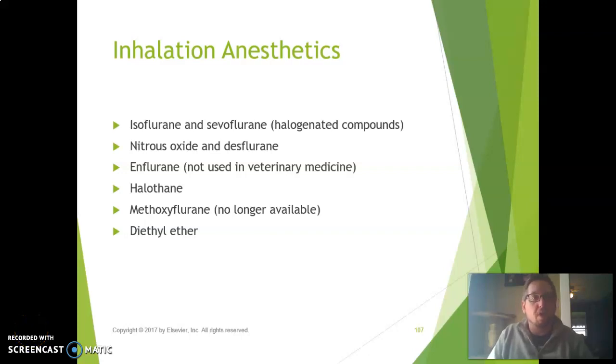All right, this part of the conversation is going to be on inhalation anesthetics. These are gas anesthetics. That's the general term, inhalation anesthetics, but we call them gas anesthetics. The most commonly used ones in veterinary medicine are the two at the top, isoflurane and sevoflurane. There are other ones listed on this page, but isoflurane and sevoflurane are the ones that are used most often.